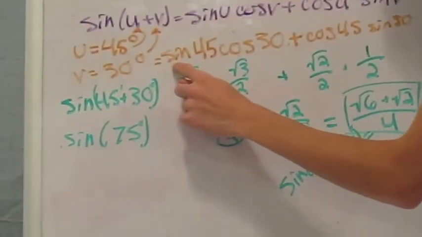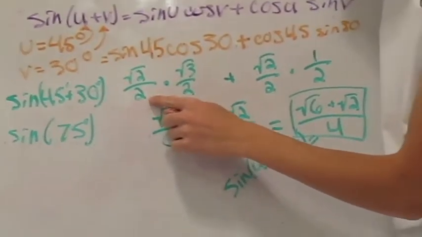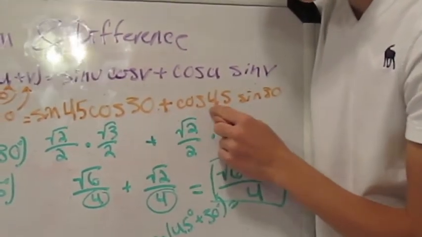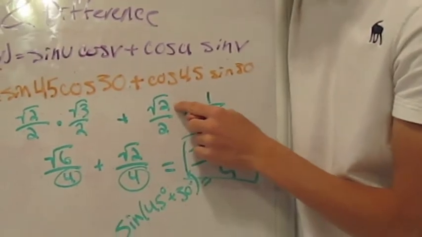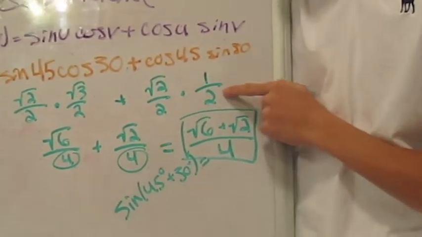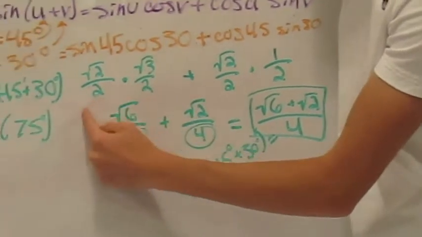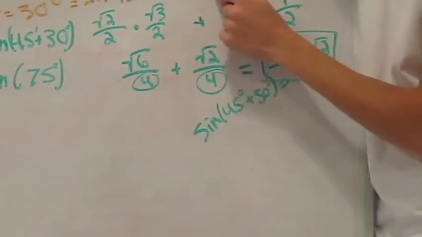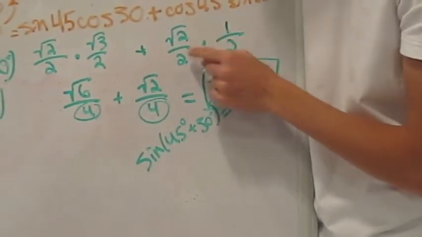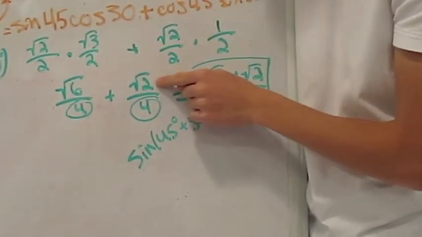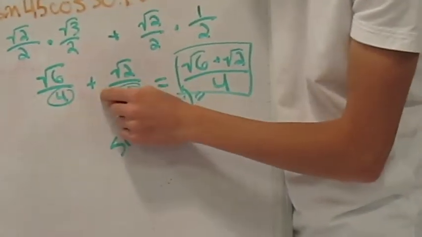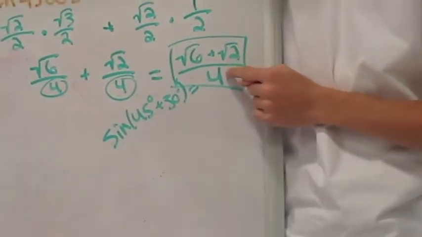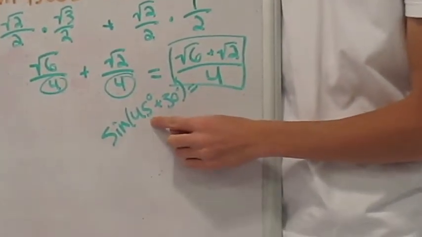Since we know that the sine of 45 degrees is root 2 over 2 times the cosine of 30 degrees, which is root 3 over 3, plus the cosine of 45 degrees, which is root 2 over 2, times the sine of 30 degrees, which is 1/2. Now, when we simplify these down, we can get root 6 over 4. And we can add that to our other one, which is root 2 over 2 times 1/2, which happens to be root 2 over 4. So when we add these together, since we have a common denominator, we can just get root 6 plus root 2 over 4 is the sine of 45 degrees plus 30 degrees.